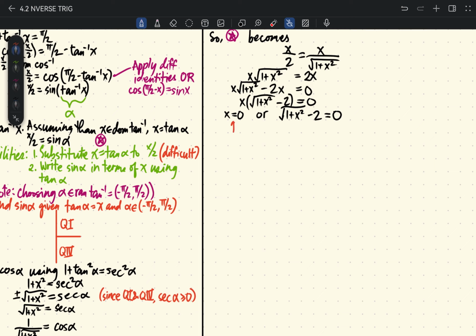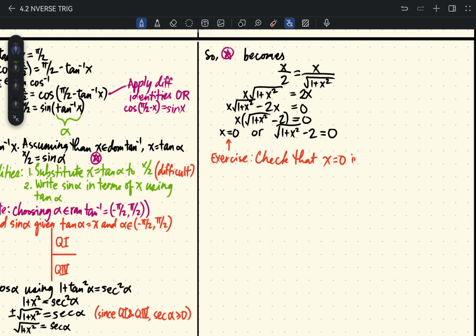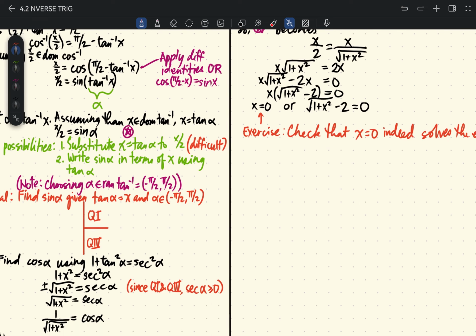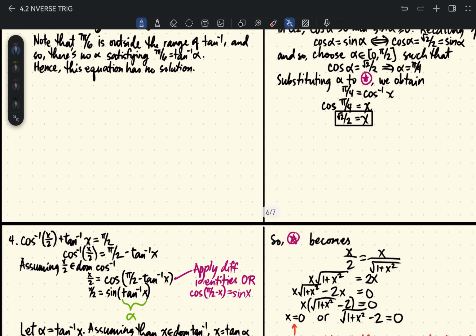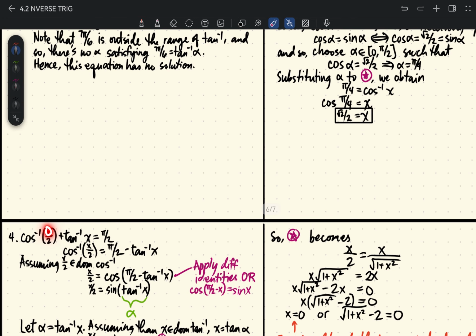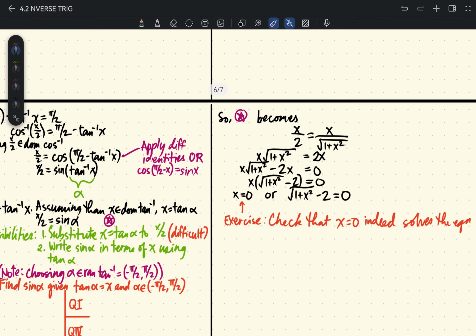I'll leave us an exercise. Check that x equals 0 indeed solves the equation. So that's just easy, no? It's easy to check that x equals 0 solves the equation. You just plug 0 here, and show that the resulting expression on the left side equals pi over 2.